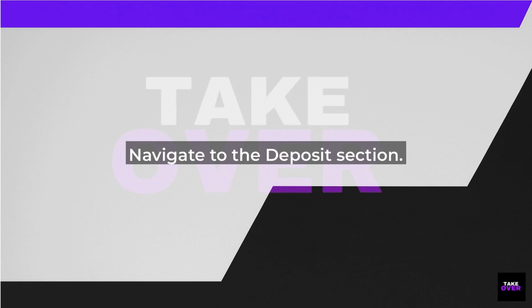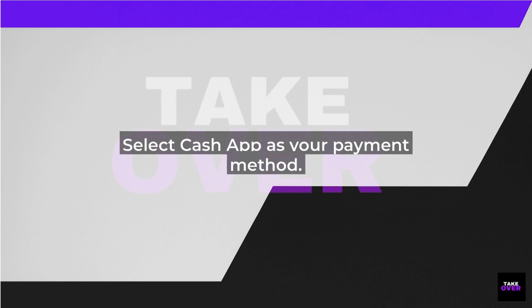First things first, make sure you have the Pocket Option app and Cash App installed on your phone or device. This method is perfect for those who want to avoid traditional banking hassles. Step 1. Log into your Pocket Option account. If you're new, just download the app, sign up with your email, and verify your details. It's straightforward and takes less than a minute. Once logged in, head over to the Deposit or Wallet section, usually found in the main menu.